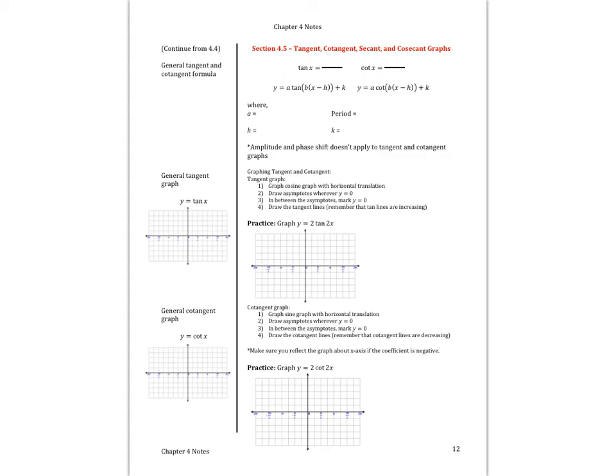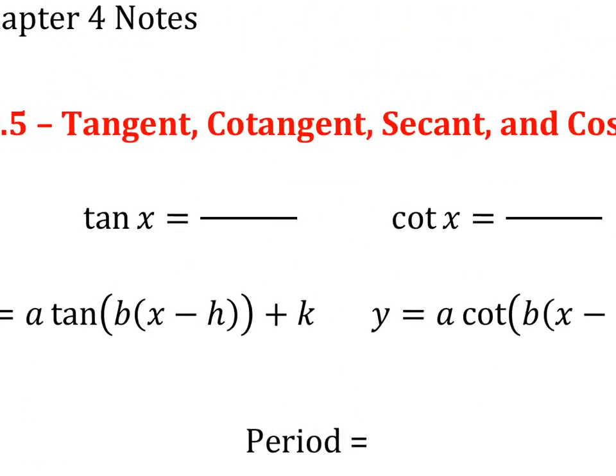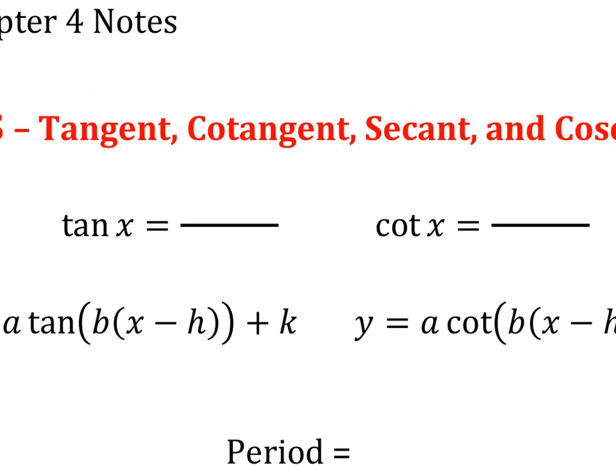Okay, so let's talk about this in general. Tangent is what over what function? Good. Sine x over cosine x. And then what is cotangent? Cosine over sine.